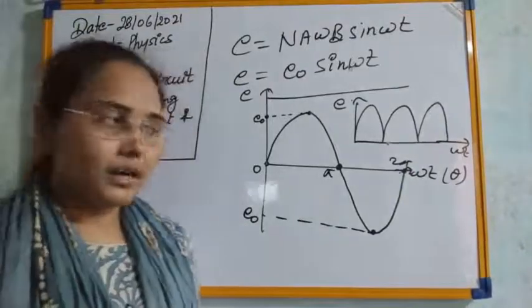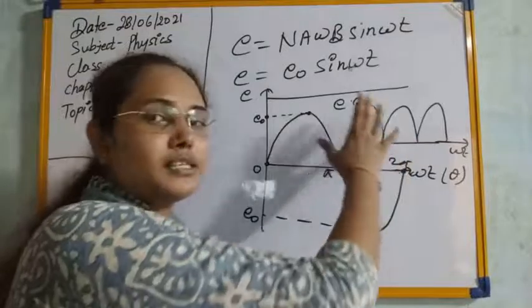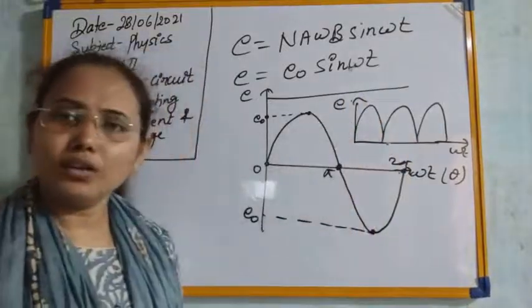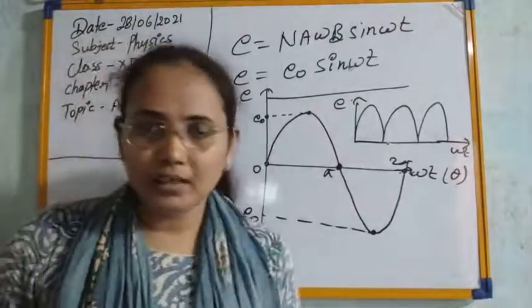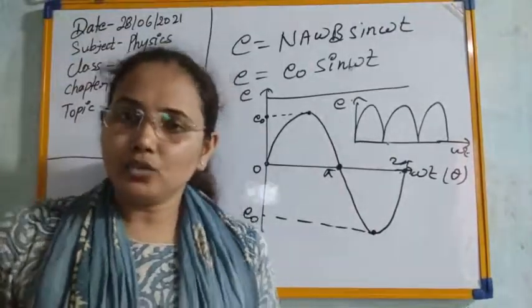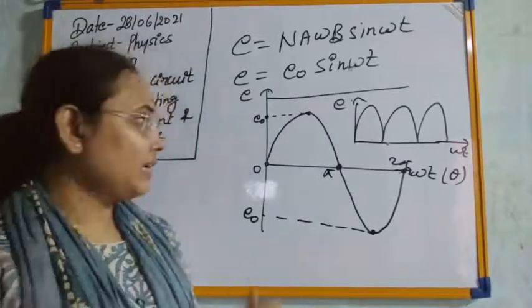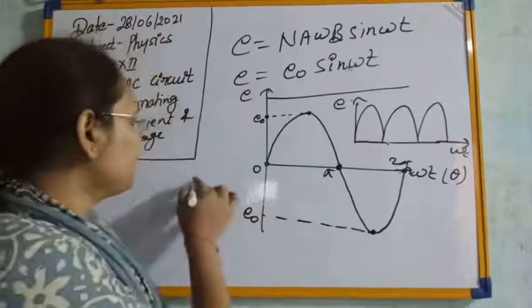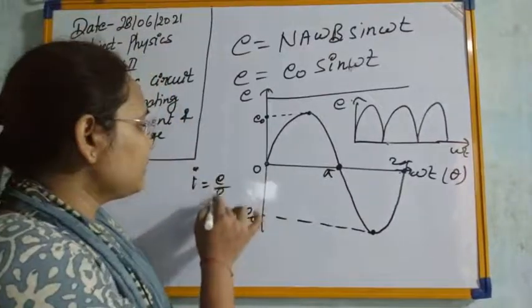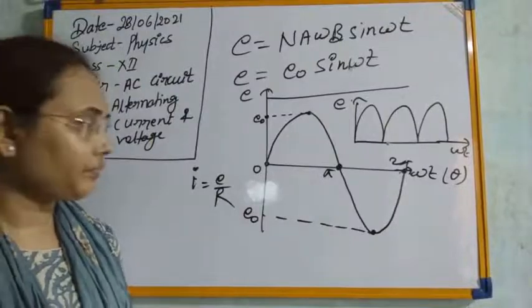So I think alternating current and DC current, or alternating voltage and DC voltage, is clear. Whenever you have defined the voltage and some resistance is present in your coil, then obviously you will get a current. So for the alternating voltage you will get an alternating current there, and the graph will be the same. The value of the current is given by E upon R, if the coil has resistance R.